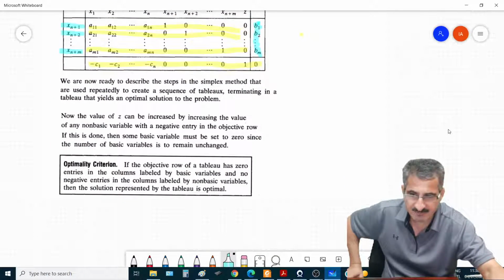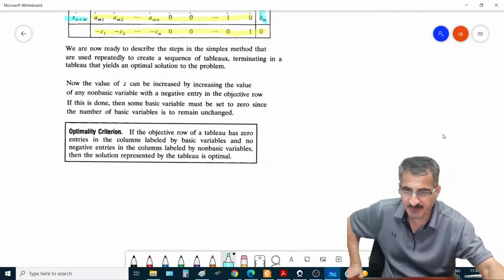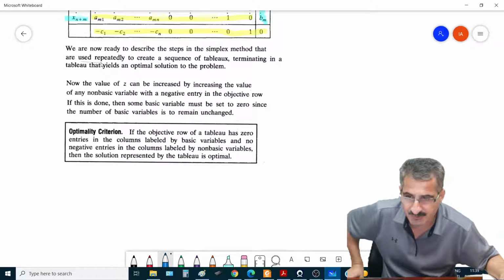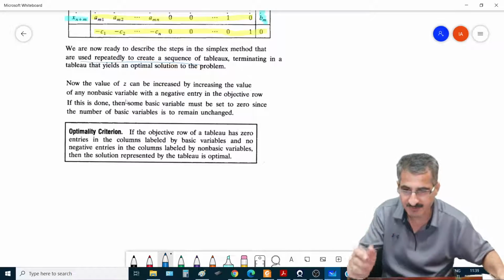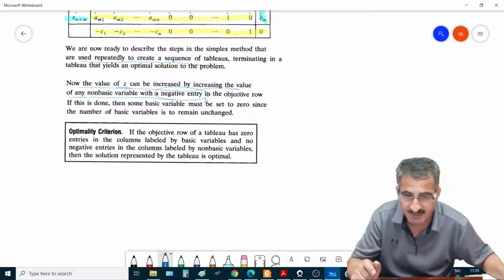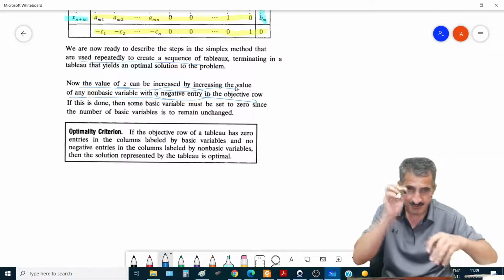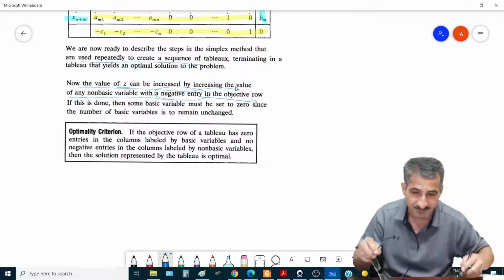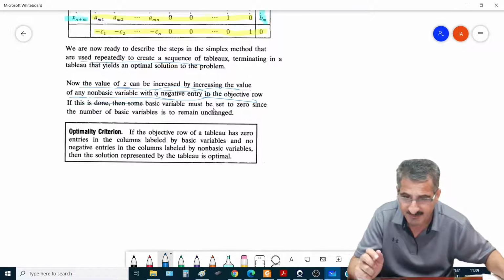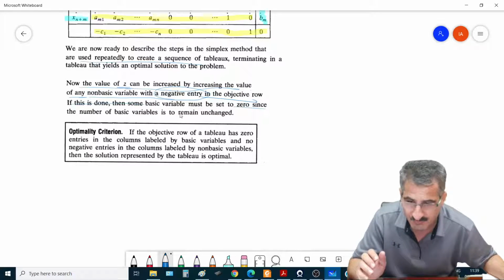Then what do we do? We are now ready to describe the steps of the Simplex method that are used repeatedly, as we did. Okay. Now the value of z can be increased by increasing the value of any non-basic variable with a negative entry in the objective row. We used to go to the row at the bottom, take the negative entries, and choose the smallest one. If this is done, then the basic variable must be set to 0.